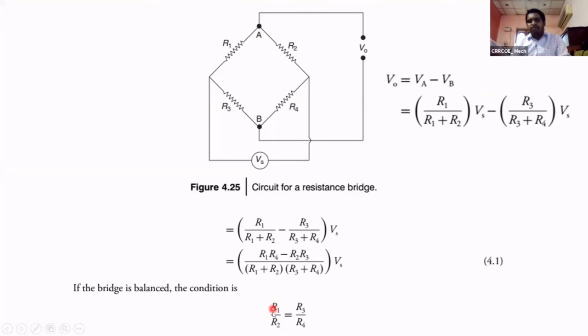Initially R1 by R2 is equal to R3 by R4. This is the ratio. These two ratios are equal when the bridge is balanced.